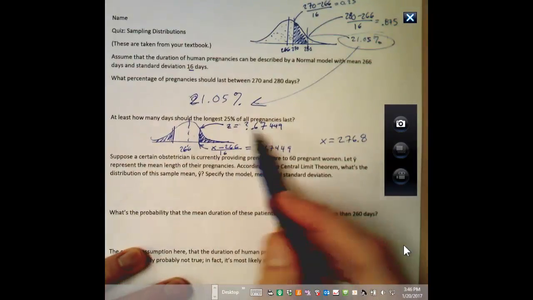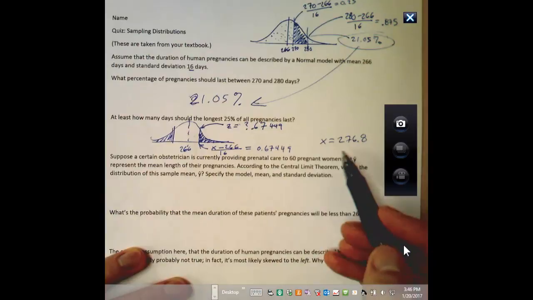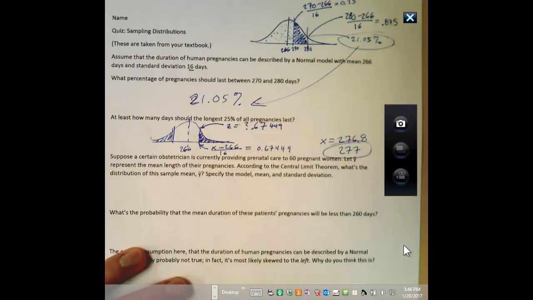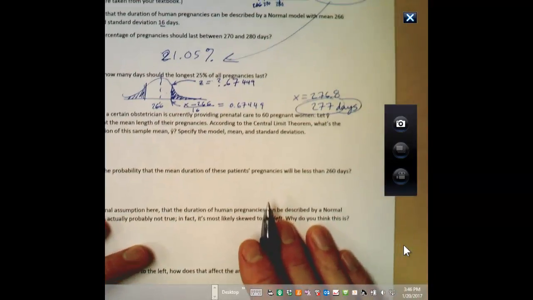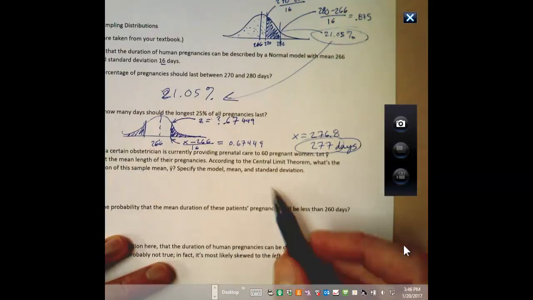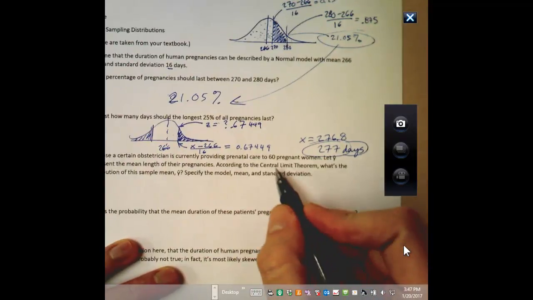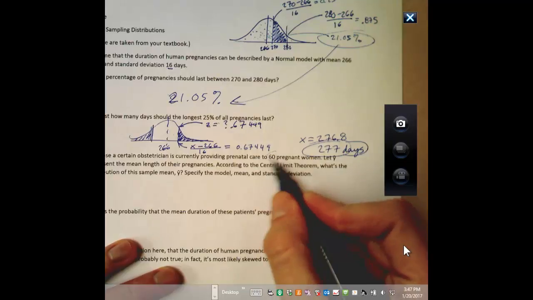So how many days should it last? Well, we could say at least 277, at least 277 days. And I better put the units, and actually, that's good enough. Okay, now finally we get to the idea of a sampling distribution. So look, 60 pregnant women, that's our N right here.